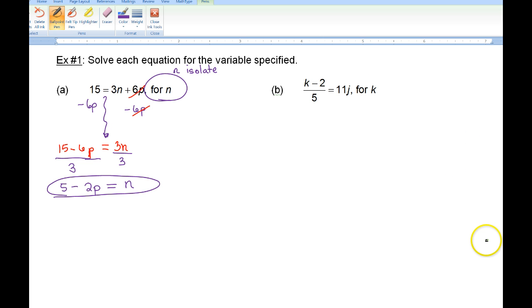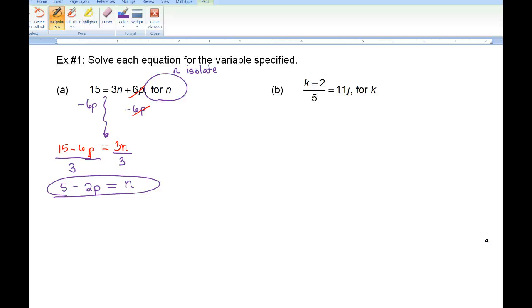Question. Go ahead, Jake. For the one we just did, if it was negative 15, you wouldn't be able to add. You still wouldn't be able to combine it with anything.